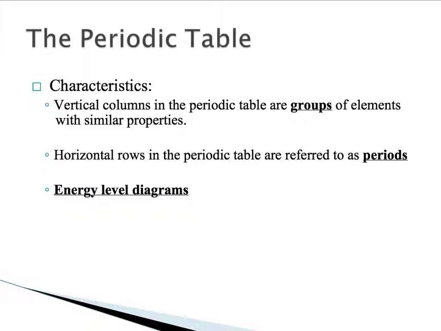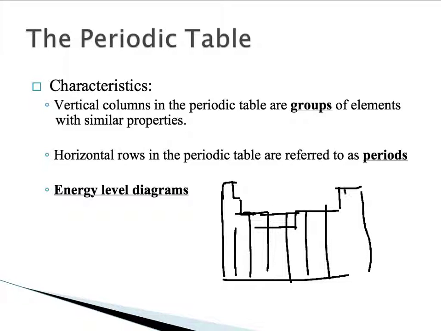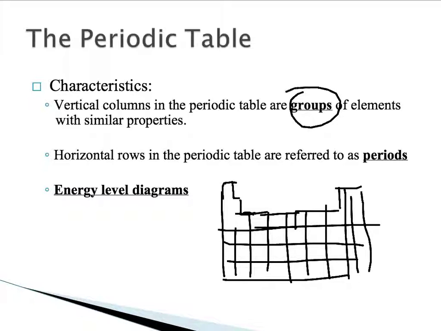To explain how this all comes together, the periodic table is organized into these things called groups and periods. So here's our periodic table. Groups are the vertical columns. So whenever you see a vertical column, that's a group. And then as you go across, those are your periods. So, two vocab words for this chapter. Make sure you know groups are vertical and periods are horizontal.